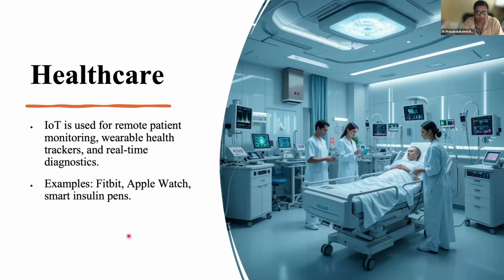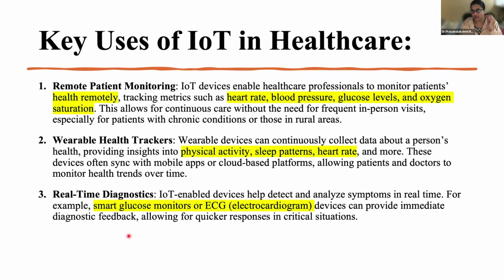The second application we're going to see is healthcare. The applications we generally use are Fitbit, Apple Watch, and smart insulin pens. All these are some of the applications of healthcare devices. With remote patient monitoring, we have heart rate, blood pressure, glucose levels, and oxygen saturation, all monitored in your hand with your mobile device. Similarly, wearable health trackers, as I told you, track your sleeping time, heart rate, blood pressure, water intake, and number of steps walked.